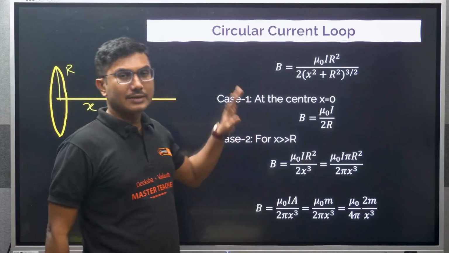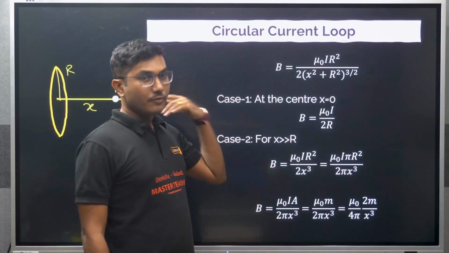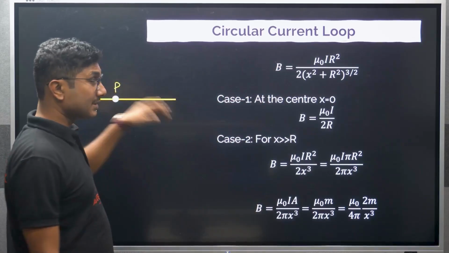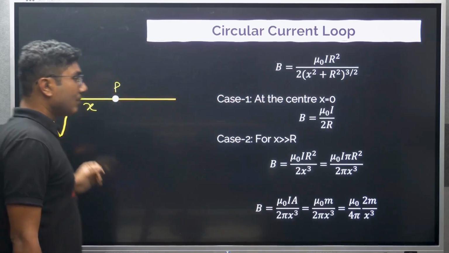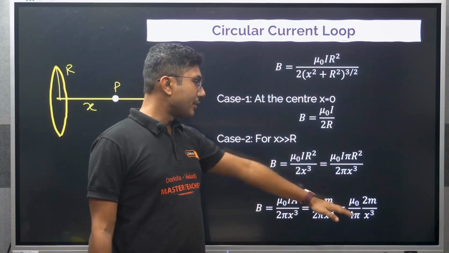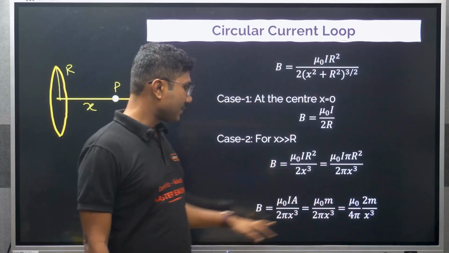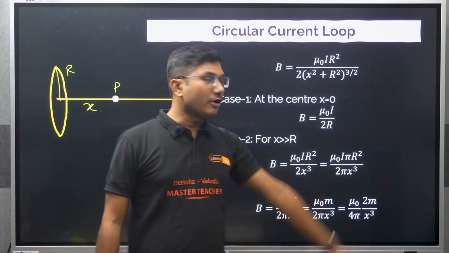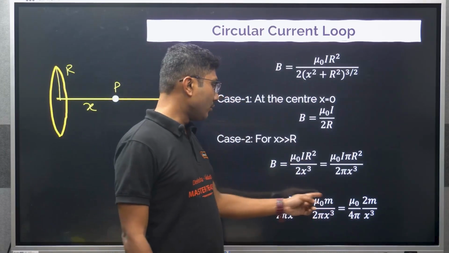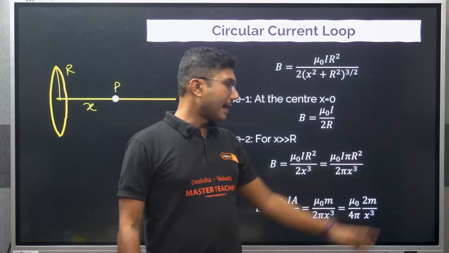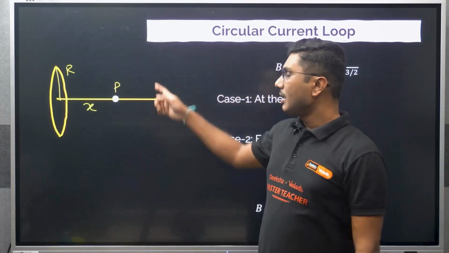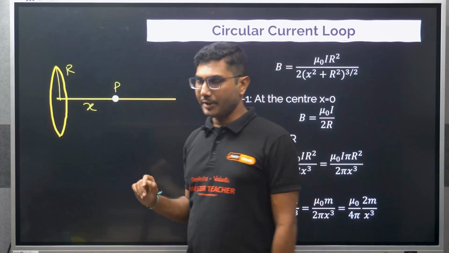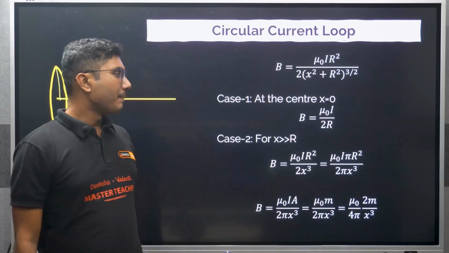For any point which is very far away from the current carrying wire, for points much greater than r, you can simplify this and write the entire expression as mu naught by 4 pi times 2m by x cube. Here m is called the dipole moment, I into A is m, and it is basically the dipole moment of the current carrying coil. It is magnetic dipole moment, not electric dipole moment, magnetic dipole moment.